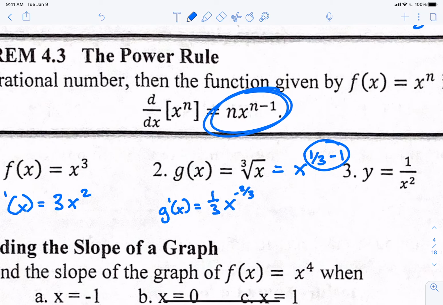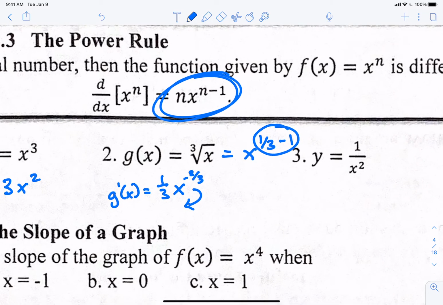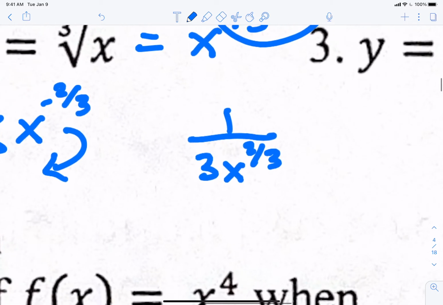Now I want to fix that because I don't want negative exponents. Right now, since that x is off to the side, it's kind of like it's in the numerator. So I want to move it back down to the bottom, with the 3. It'll be 1 over 3x to the positive 2/3 power. Does that make sense? Are we doing all right so far?